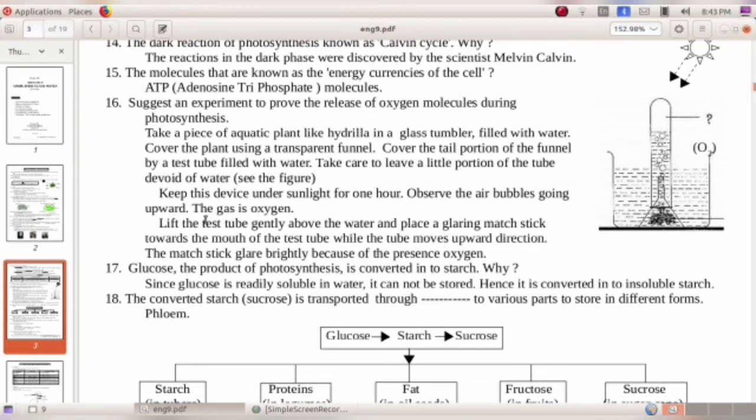Then we have to prove that the air bubbles are oxygen. So after 1 hour, lift the test tube gently above the water and place a glowing matchstick towards the mouth of the test tube while the tube is moved in an upward direction. The matchstick glows brightly because of the presence of oxygen. Thus, from this experiment we can prove that oxygen molecules are released during photosynthesis.